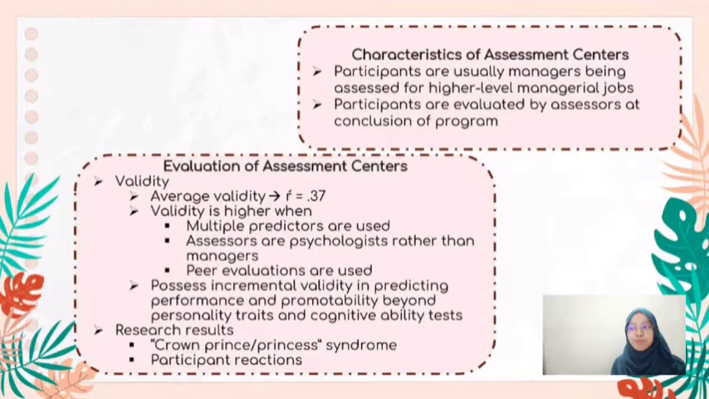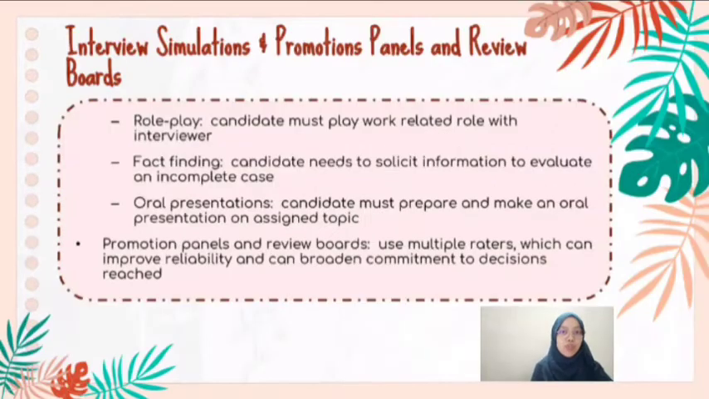There are two. First, crown prince or princess syndrome. There are often employees throughout the organization who are capable of and interested in promotion who may be overlooked because of the more visible and obvious crown prince who is likely to be promoted even if these other employees are available. And second, participant reaction, which is about the reaction of employees.